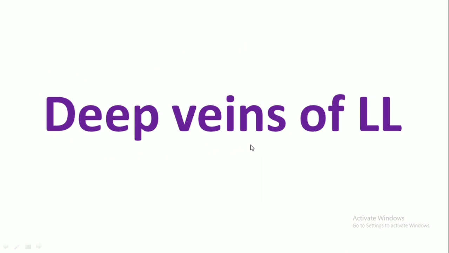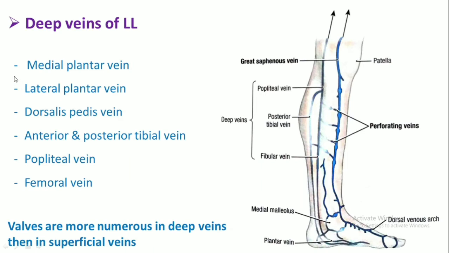Now the last portion, that is the deep veins of the lower limb. There are several deep veins of the lower limb: medial plantar vein, lateral plantar vein, dorsalis pedis vein, anterior and posterior tibial vein, popliteal vein and the femoral vein. Here you can see this is a deep vein.